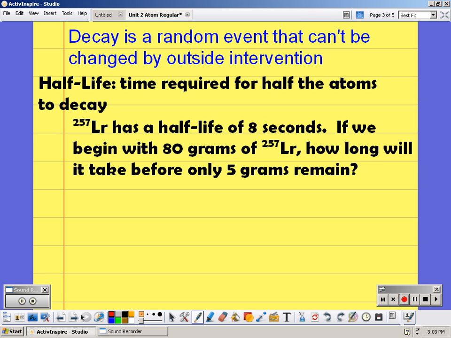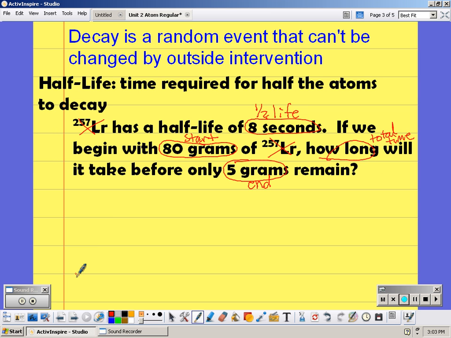Half-life is the time required for half of the atoms to decay. The actual substance doesn't matter in these problems. The half-life is 8 seconds. If we begin with 80 grams, so 80 grams is what I'm starting with, how long will it take before only 5 grams remain? So 5 grams is what I'm ending with. And because I'm looking for how long, I know I'm looking for the total time.